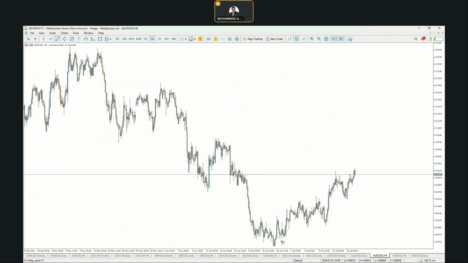Here in 4 hour time frame, we can draw a simple bullish trend line in 4 hour chart. It is telling us that market is probably trying to rise up more in AUDUSD currency pair.